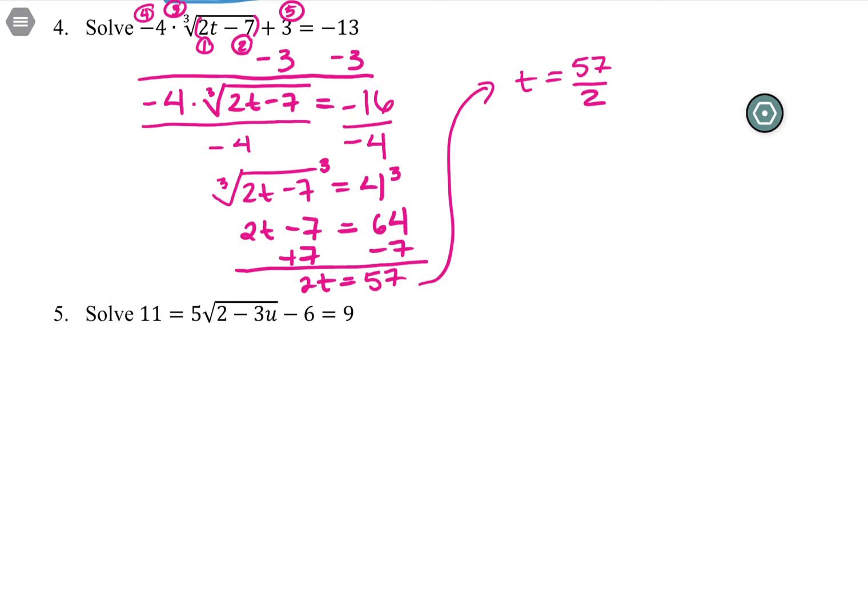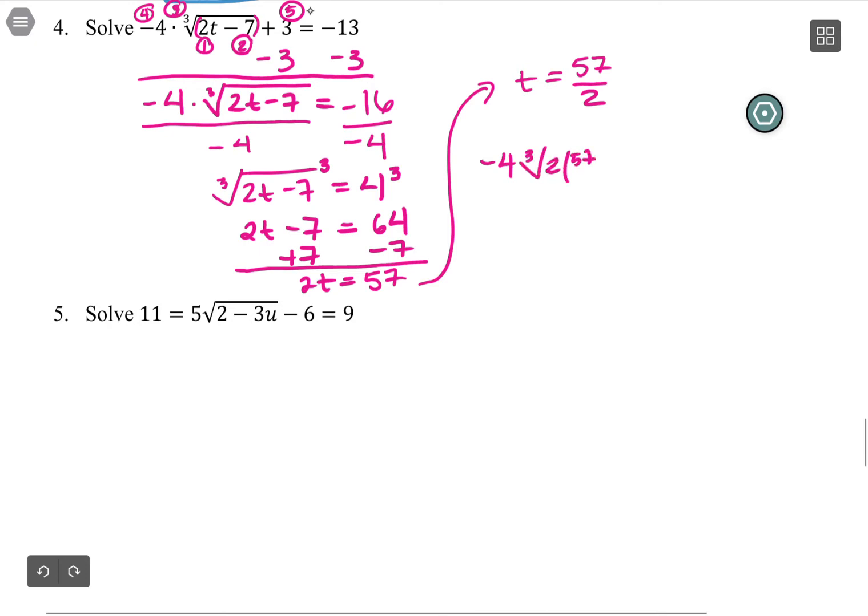Did I do bad arithmetic somewhere? 4, 4, 16, 64. 57. Negative 4 times the cube root of 2 times 57 over 2 minus 7 plus 3 equals negative 13. Okay, so then, oh, I see my own mistake. See, this is why checking answers is good. We should have added 7 to both sides, so we shouldn't get 57. We should get, oops, 71. Okay. 71, and now let's see how that's looking.